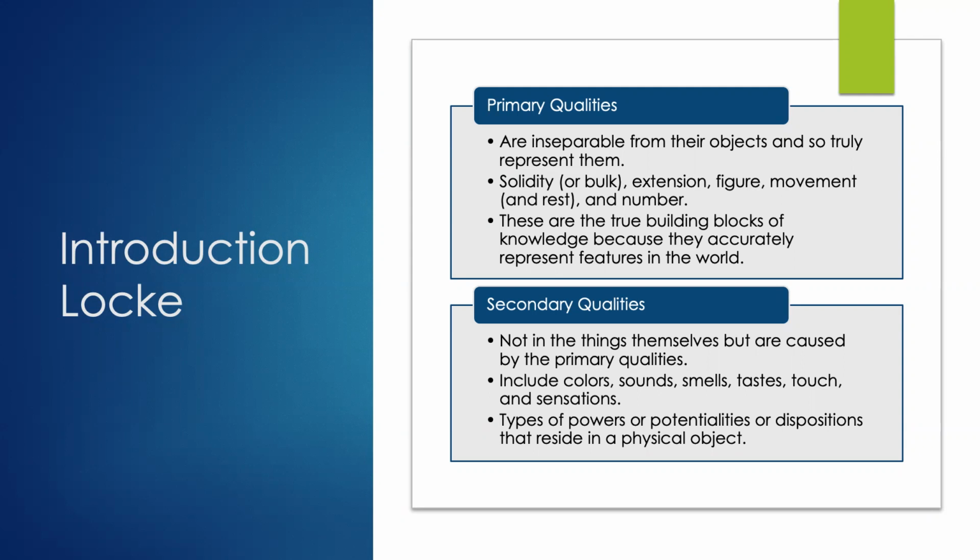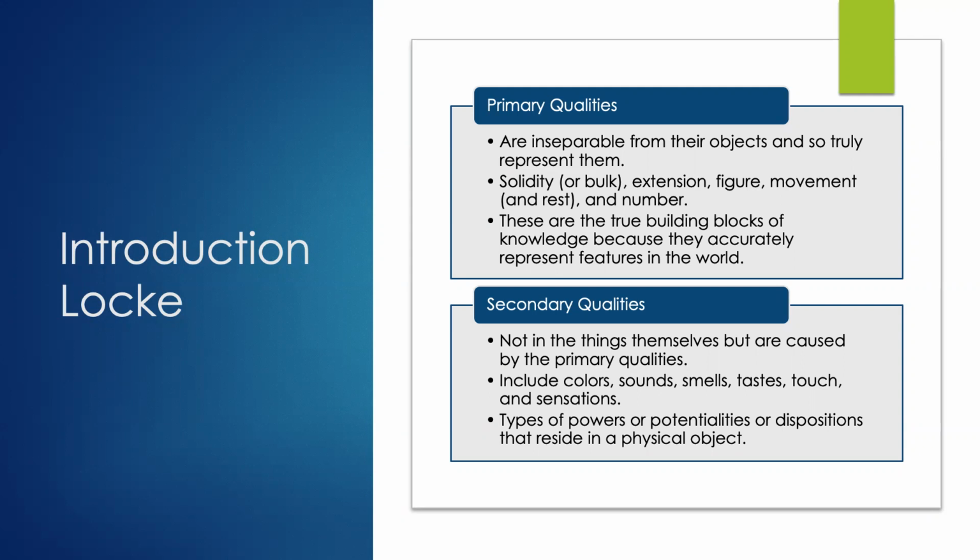Common examples of these would be being solid, three-dimensional. Extension, which is basically three-dimensionality as well. Figure would be geometric figure, like shape, et cetera. Movement, rest, number, and things we think of as the scientific qualities: mass, volume, density. Chemical composition would be in there as well. For people who hold to this view, these things are what's really real out there. They're the building blocks of knowledge because they're really what's out there. So mass, density, volume, shape are out there in the world.